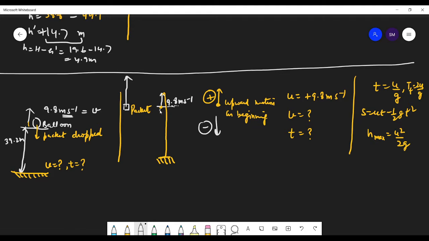So what else is given to you? You are finding this velocity and time when the displacement is equal to minus 39.2 meter. Got it, students? Is this clear to everyone? Upward is positive, downward is negative. If the displacement is downward, it is negative. Is this clear?